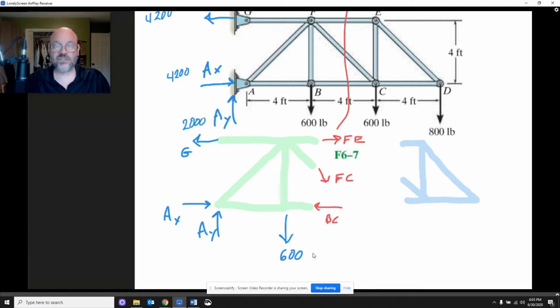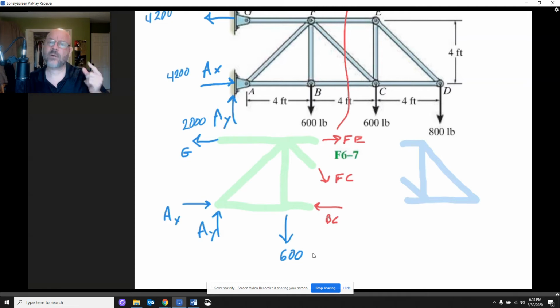Okay. Now let's talk about choices before we get to the algebra part, choices of direction. Okay. So G and AX are equal and opposite. So they just automatically cancel each other out. So all we really need to do is think about FE, FC, BC, and the 600 as we're thinking about directions, and the AY. Okay. So AY is 2000. Then I got the 600. So I knew that FC had to have some downward component because it's the only other force that could have any downward contribution.